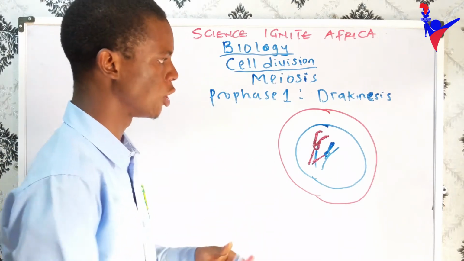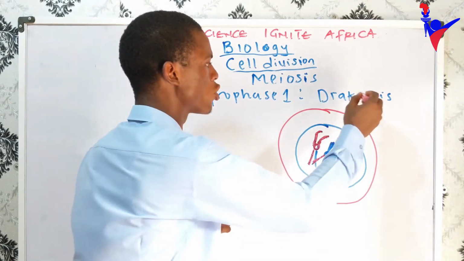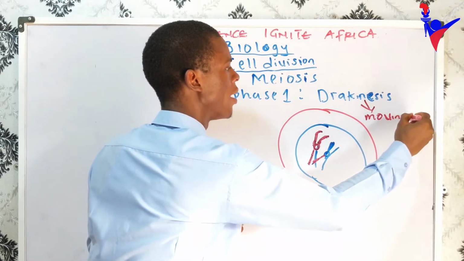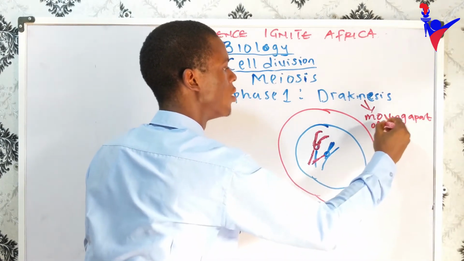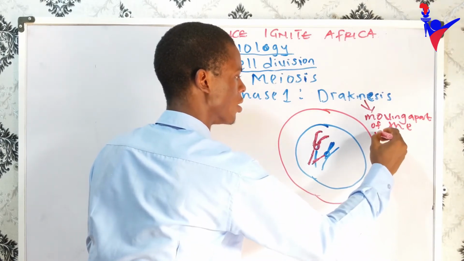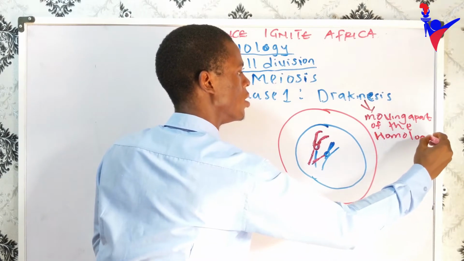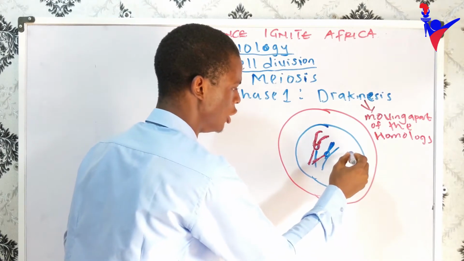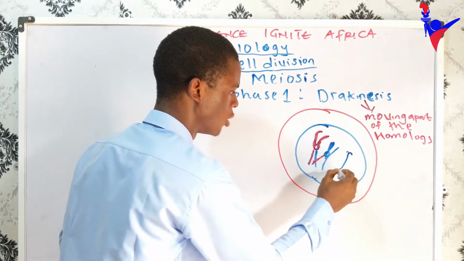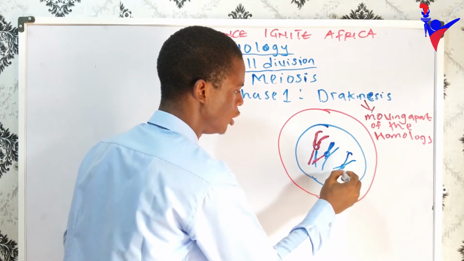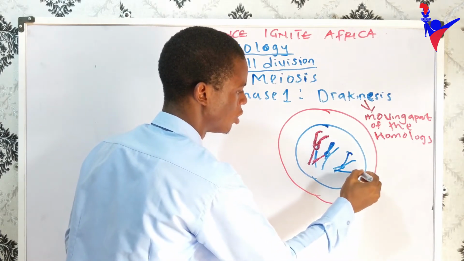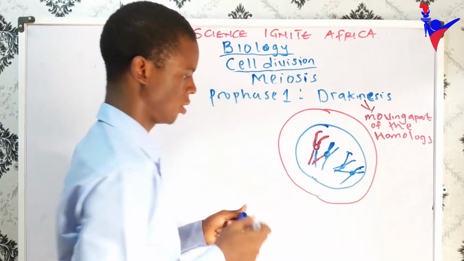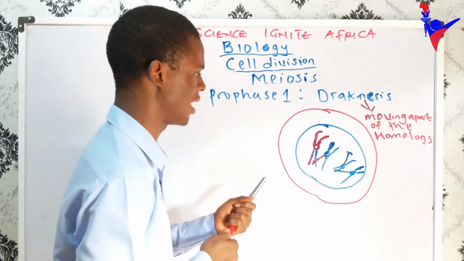So what characterizes diakinesis is that the homologous chromosomes move apart. They try to repel each other, though they've exchanged genetic material, preparing for the next stage of division.